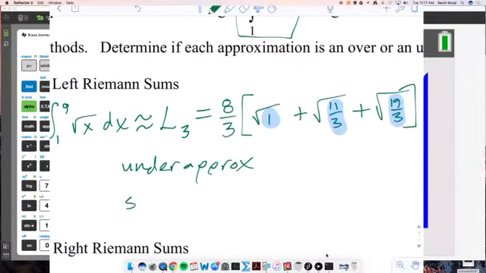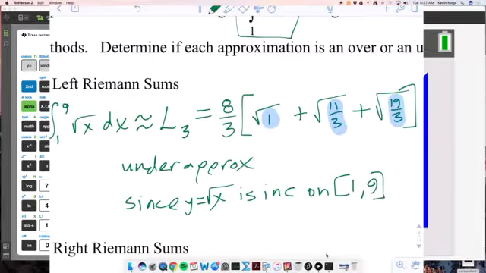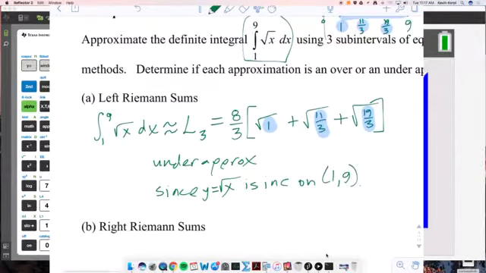Under approximation because y equals the square root of x is increasing on the interval from 1 to 9, or I should say the open interval. Again, Riemann sums only depend on whether it's monotonic increasing or monotonic decreasing. It's only the trapezoid that depends on the concavity.